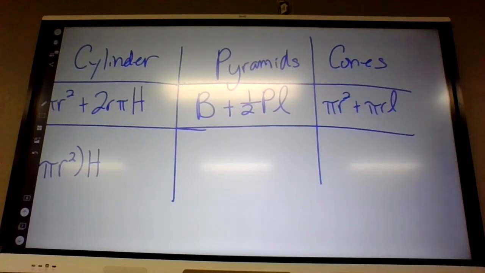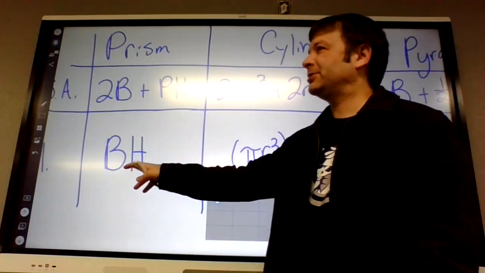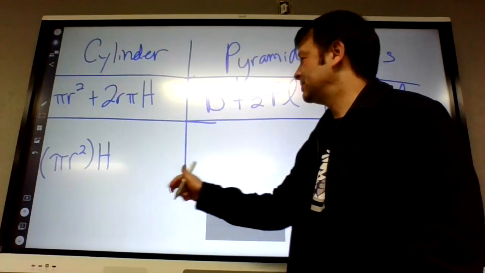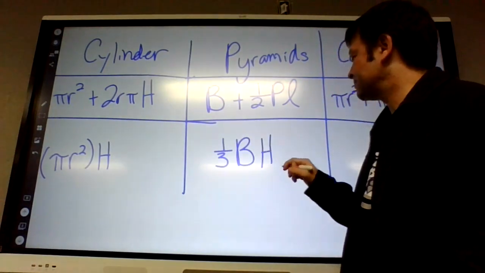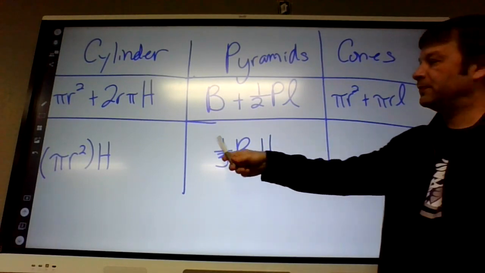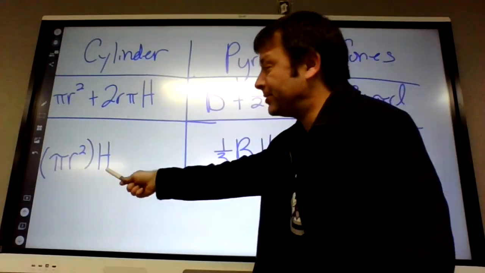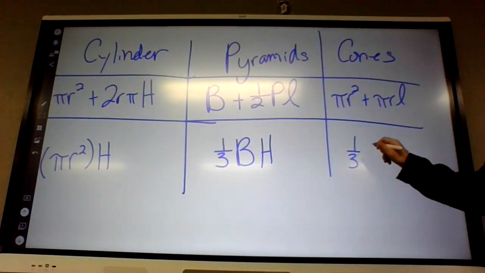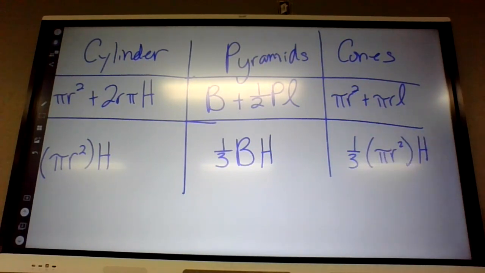And then for the pyramid volume, it was almost the same as the prism volume, except for what? You guys remember? There was 1/3 on the front, so you had to divide by 3. And then the cone volume is like the cylinder volume, except you had to divide by 3.